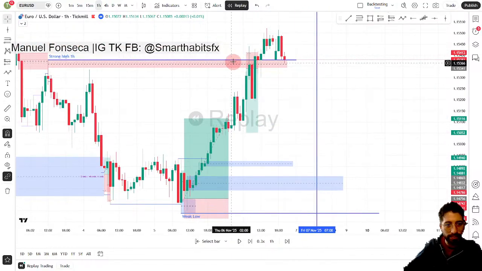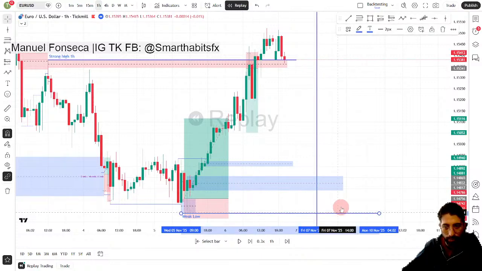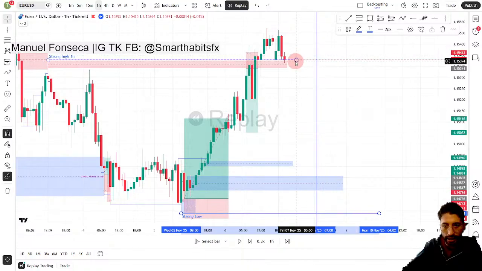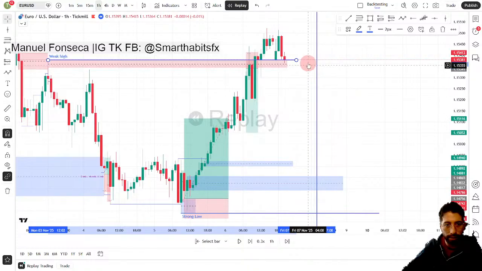Okay, now we have this break of structure, and now we know we are in a bullish trend. So now this low will become a strong low, and this high will become a weak high. So all the highs we will see now will be bearish.